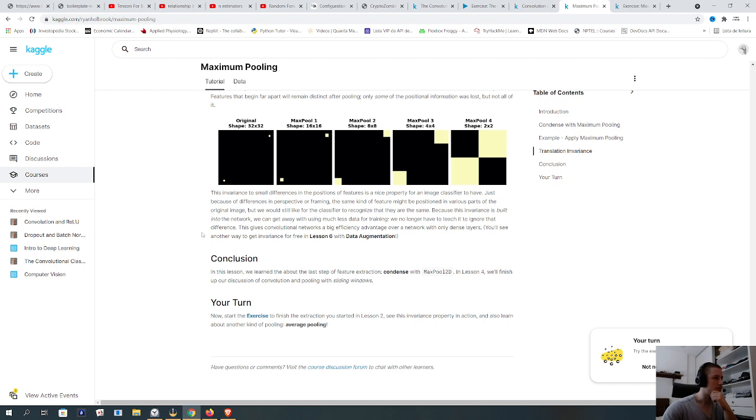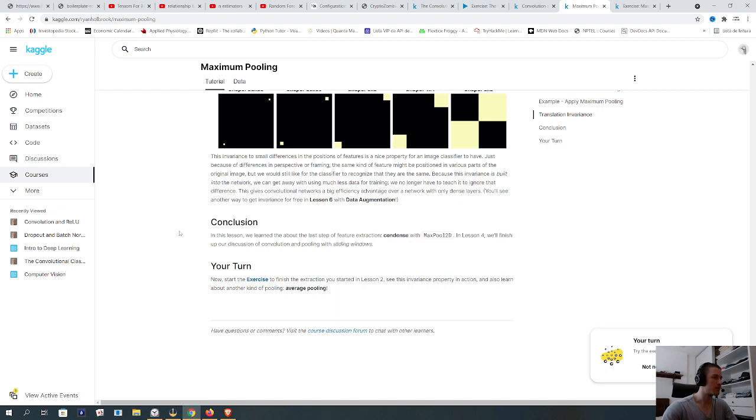This invariance to small differences in the positions of features is a nice property for an image classifier to have. Just because of differences in perspective or framing, the same kind of feature might be positioned in various parts of the original image, but we would still like the classifier to recognize that they are the same. Because this invariance is built into the network, we can get away with using much less data for training. We no longer have to teach it to ignore that difference. This gives convolutional networks a big efficiency advantage over networks with only dense layers. You'll see another way to get invariance for free in lesson 6 with data augmentation.